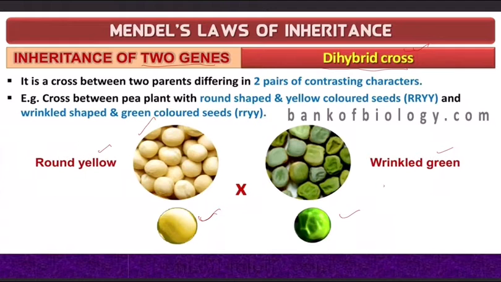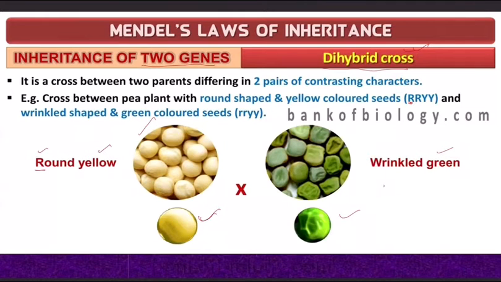This is a very common experience. Even in your home you must have seen. Whenever you are purchasing green peas, you must have seen the round ones are predominantly dominant over the wrinkled ones. Similarly, yellow is dominant over green. So round yellow, both the characters are dominant over the contrasting characters, namely wrinkled and green.